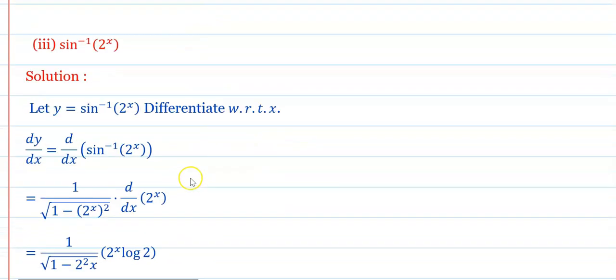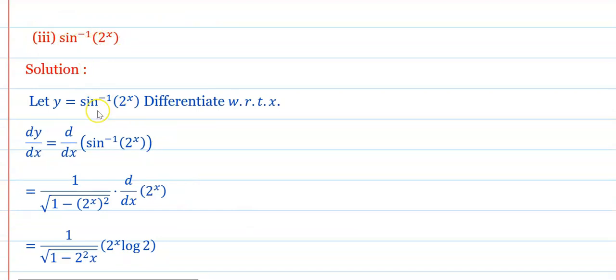Okay. Now the next, sine inverse of 2 raised to x. Differentiate this again with respect to x. d/dx of sine inverse of 2 raised to x means what? 1 upon under root of 1 minus (2 raised to x) whole square into d/dx of 2 raised to x. What about the derivative of 2 raised to x? It is 2 raised to x into log of 2.